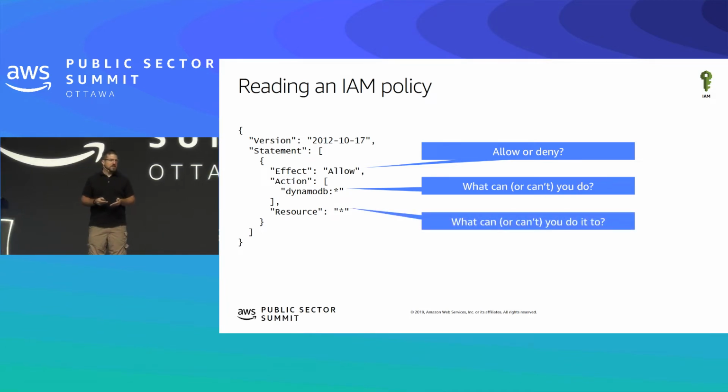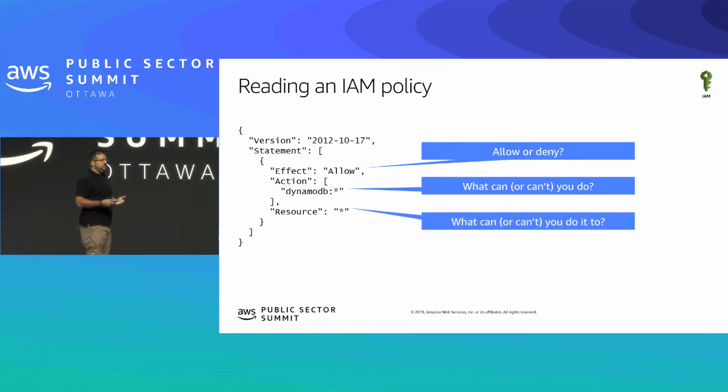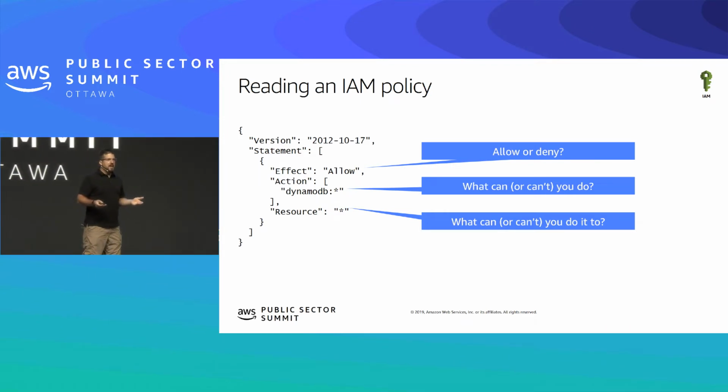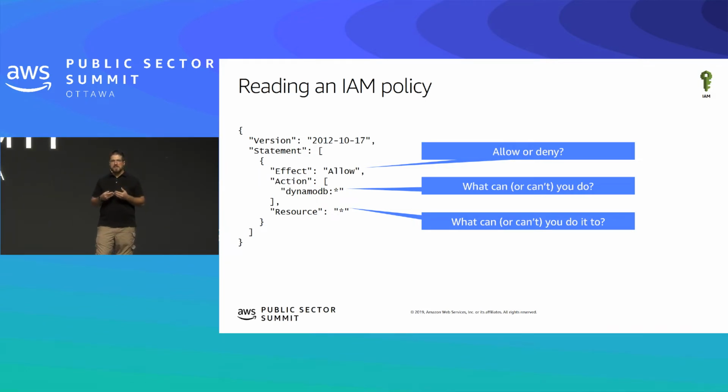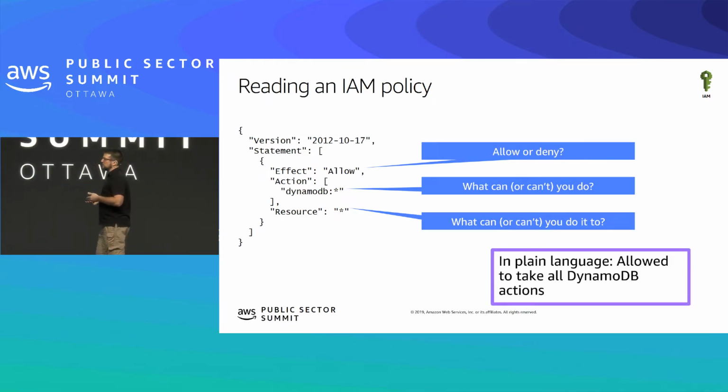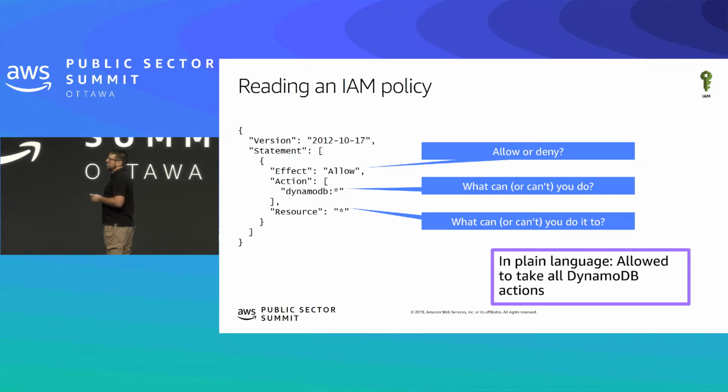The next portion is the resource. What are the things within DynamoDB that we can interact with? In this case, the resource is everything. Every DynamoDB table, everything that's inside of our account that this principal has access to, this policy would allow. So in plain language, this allows the principal to take all DynamoDB actions.